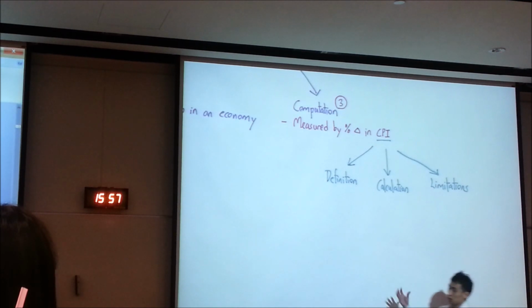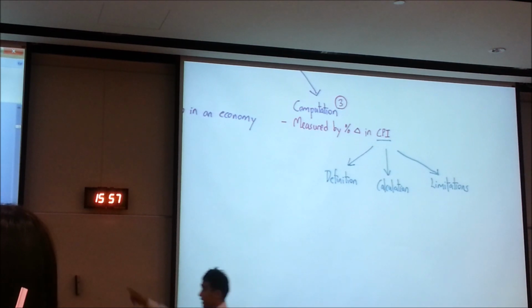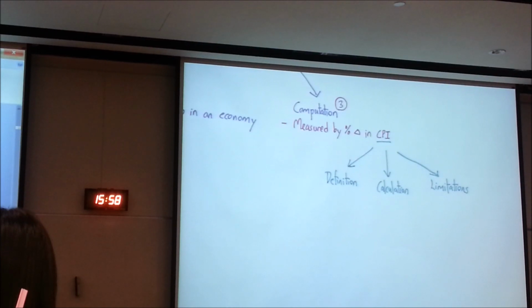We zoom in. CPI. So CPI is the definition of CPI. It measures the cost, the keyword, cost in that period of a standard basket of goods and services relative to the cost of the same basket of goods and services in a fixed year, the base year. That will teach you how to calculate. So this is the definition. So it measures the cost.